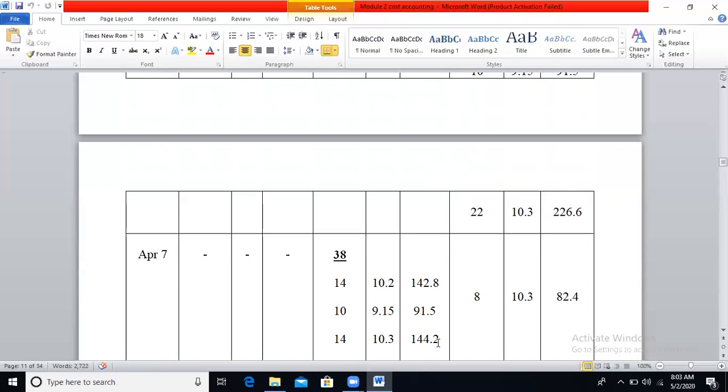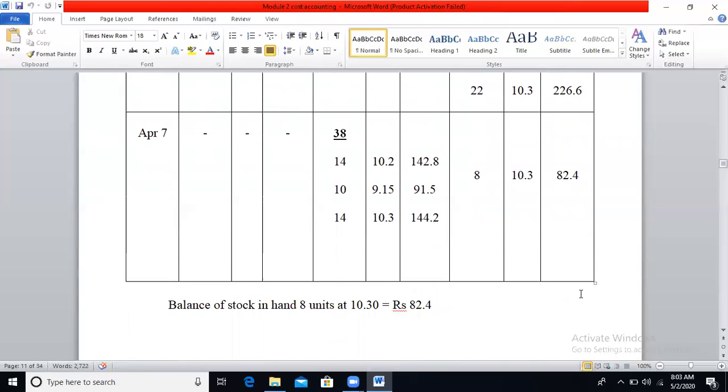Now the 14 units at rupees 10.2 are completely over, 10 units at rupees 9.15 are completely over, and out of 22 units we have issued 14 units. The remaining balance will be only 8 units at the price of 10.3. The value will be 82.4.